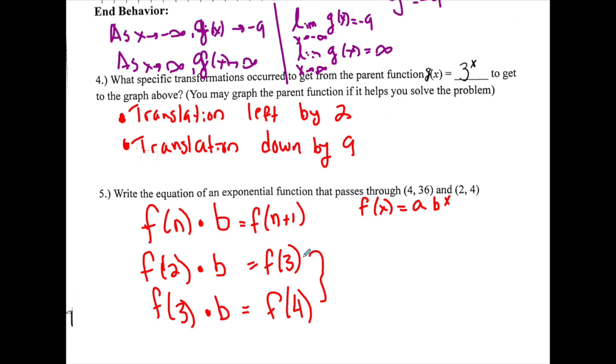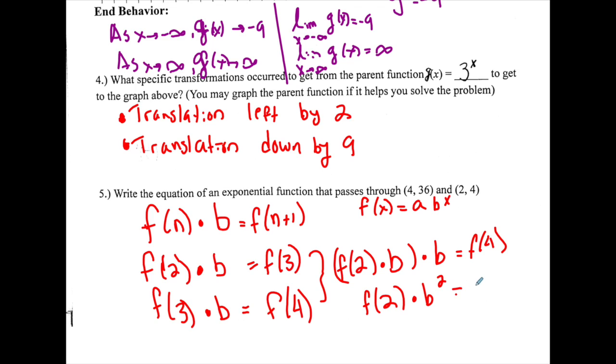But wait a minute, f of 3 was f of 2 times b. So if I combine this, f of 2 times b times b is f of 4. And what's b times b? That's b squared. So multiplying once goes up by 1. Multiplying twice, therefore squaring, goes up by 2. Or in other words, we have this equation.